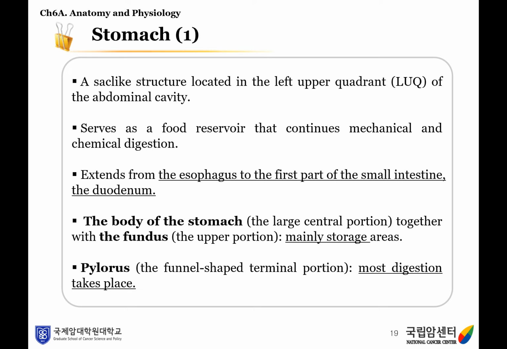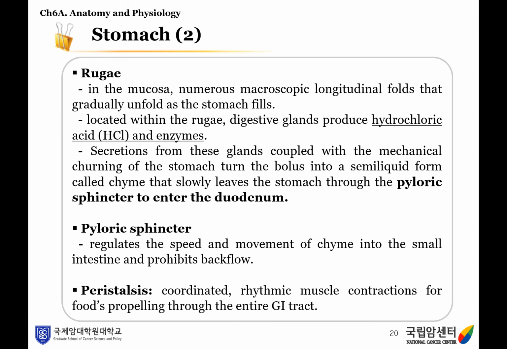The stomach serves as a food reservoir that continues mechanical and chemical digestion. The stomach extends from the esophagus to the first part of the small intestine, the duodenum. The body of the stomach, the large central portion, together with the fundus, are the main storage areas. And also there is a pylorus, which is the funnel-shaped terminal portion. So most digestion takes place in the pylorus.